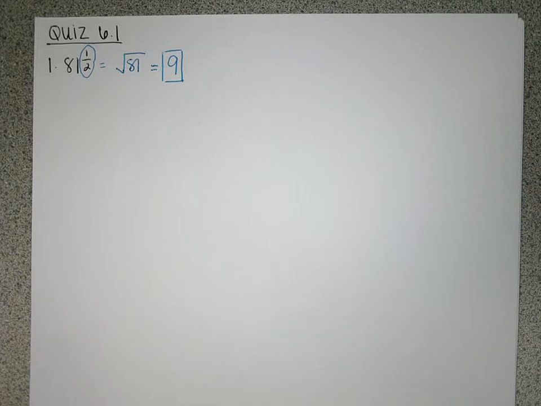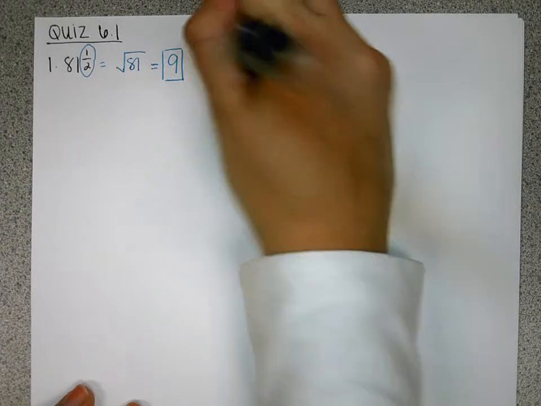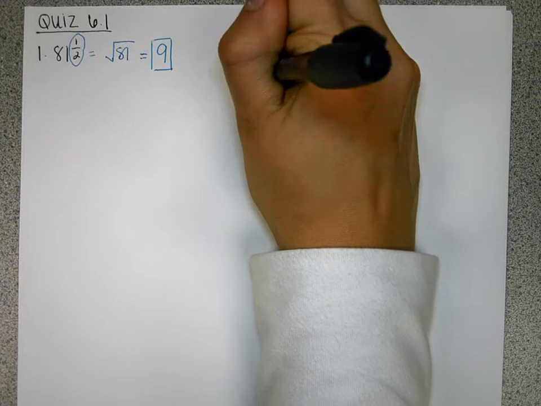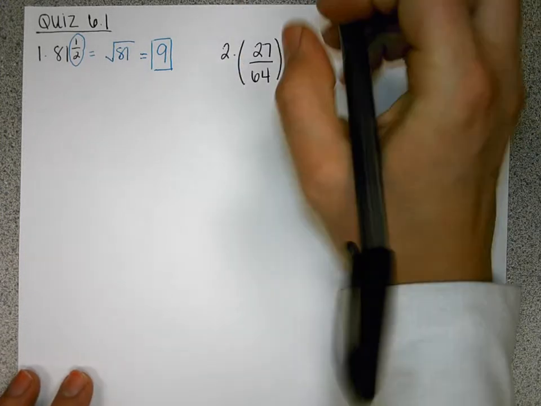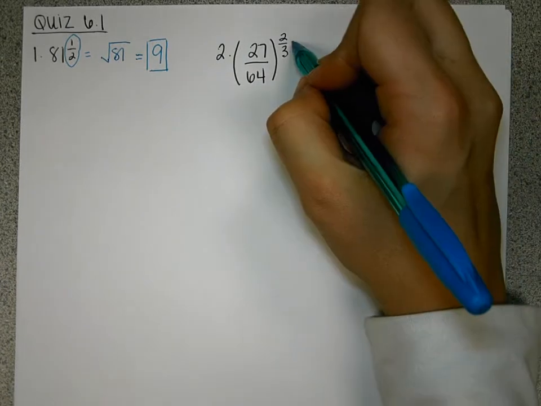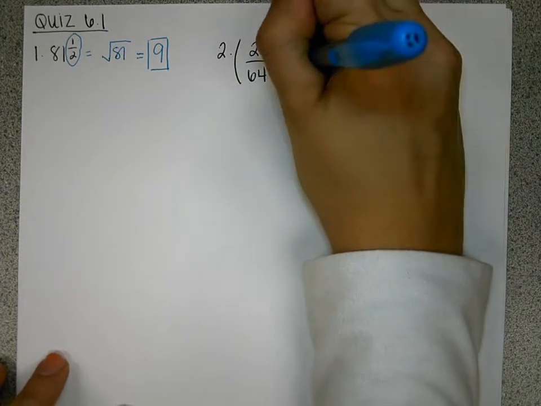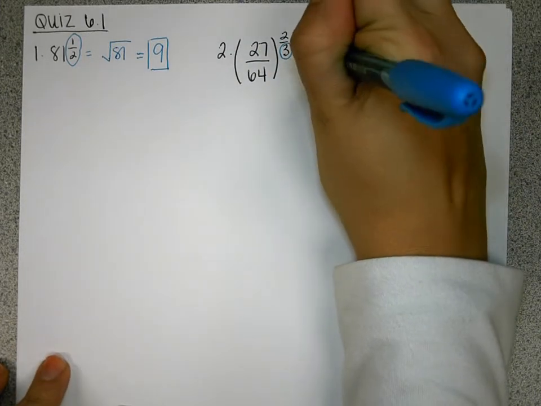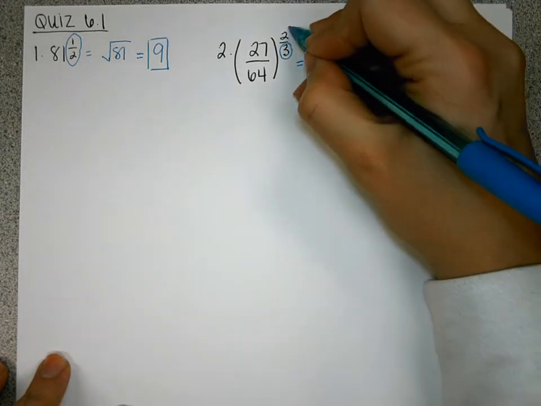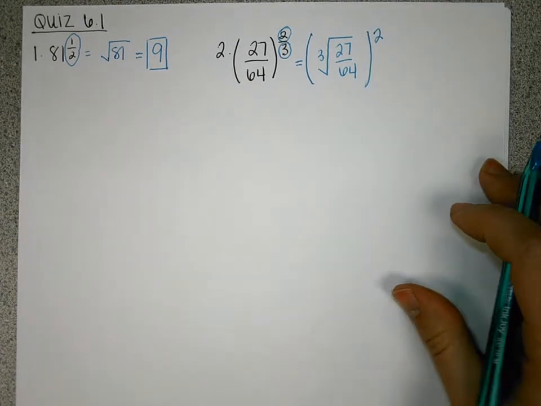So on quiz 1, each one was worth 1 point, so it was out of 13 total. Number 2, we have 27 over 64, and all of that is being raised to the 2/3. So remember, the denominator is the index when you are taking the root. So we can rewrite this as the cube root of 27 over 64, but we have to keep that exponent there as well. So we're raising the whole thing to the second power.